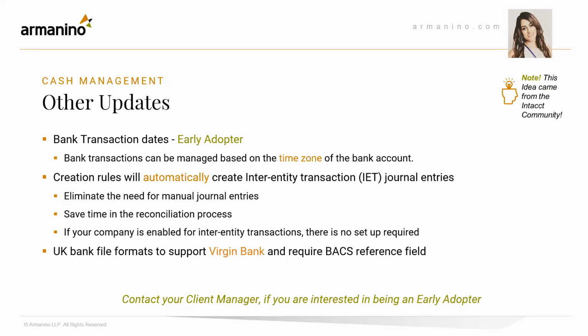So in the past, the creation rules from journal entries were by entities, and you had to do additional steps if the transaction crossed entities by creating an inter-entity transaction for any journal entry that was generated by the creation rule. With this new update, now they will automatically create the journal entries. This will be a huge time saver in terms of the reconciliation process, eliminate the need for manual journal entries, and in terms of setup, there is no setup if your company is enabled for inter-entity transactions.